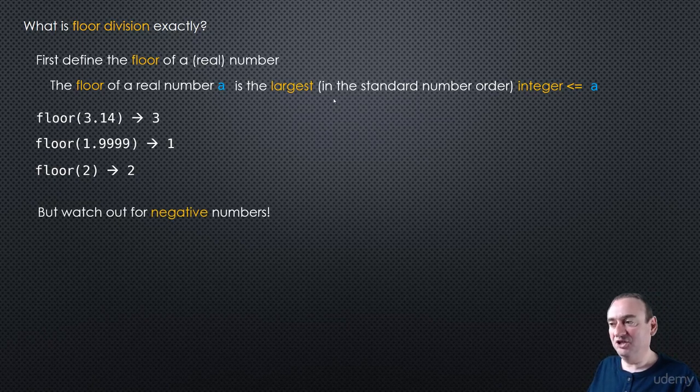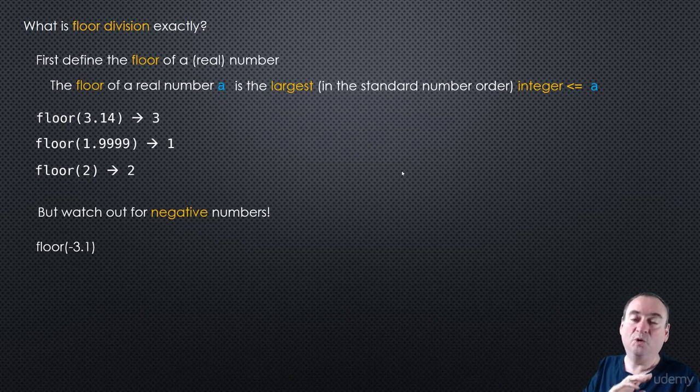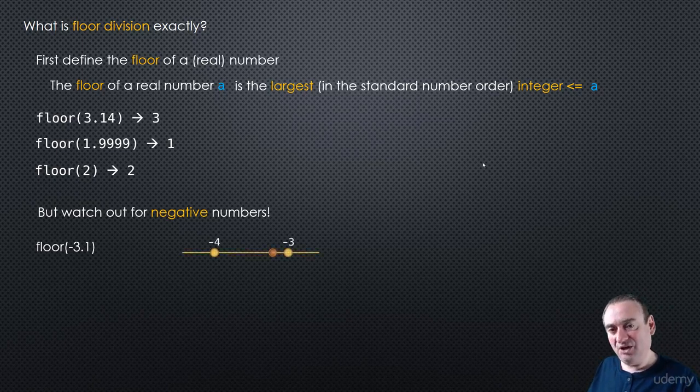This is where this definition is important. What's the floor of minus 3.1? Well, you might be tempted to say, well, it's minus 3, right? We're truncating here. We're just taking the integer portion of the number and throwing away the decimal points, or what comes after the decimal point. That's not quite how it works.